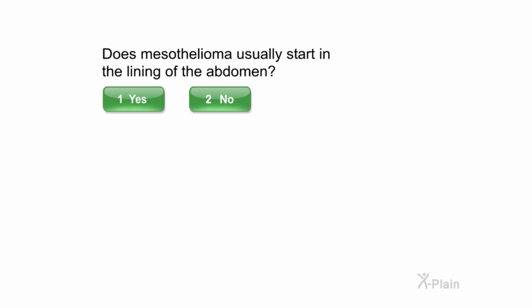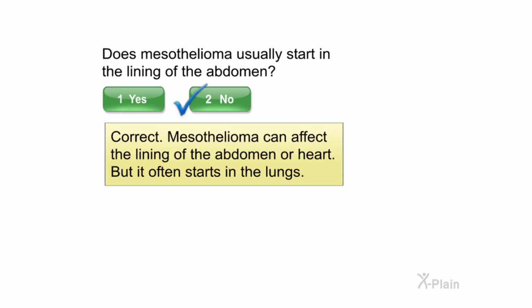Select yes or no. Correct. Mesothelioma can affect the lining of the abdomen or heart, but it often starts in the lungs.